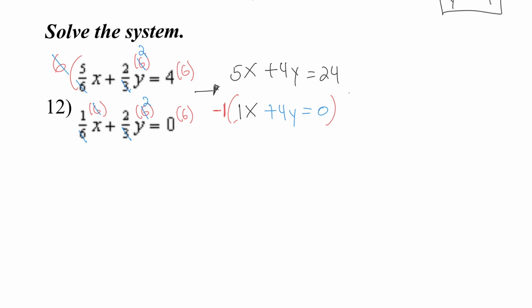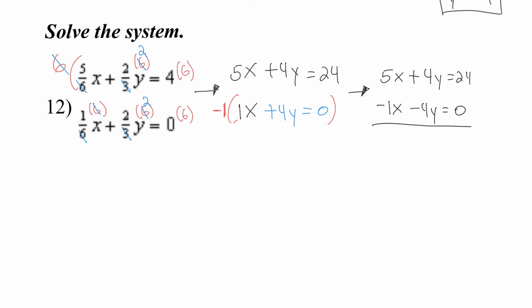So the top, follow the arrow. I'm going to do the work on the right side. Top equation says the same. 5x plus 4y equals 24. Bottom equation, distribute. -1 times +1x. That'll be -1x. You don't need that 1, but I'm going to keep it so you can see that we have a -1. -1 times the next one, that'll be a -4y equals, and -1 times 0 is 0.